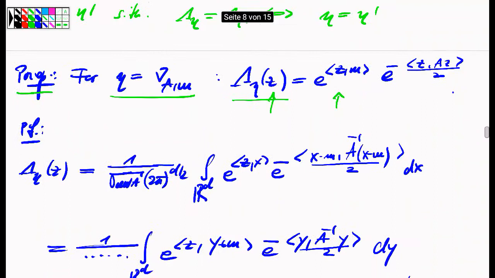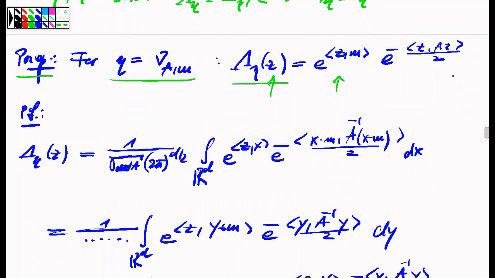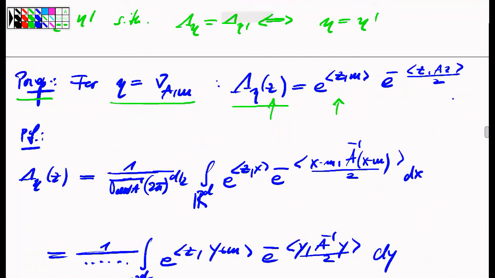I am hesitating because at this moment I'm not sure anymore, but we will have to see in a second whether that is actually really a minus or a plus. We will see this in a second when we consider the proof. Okay.